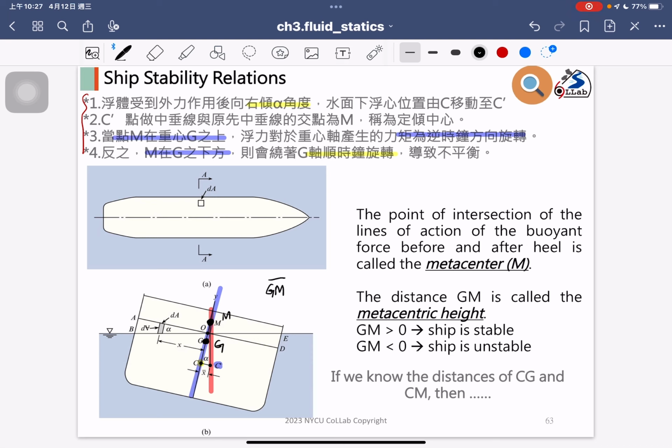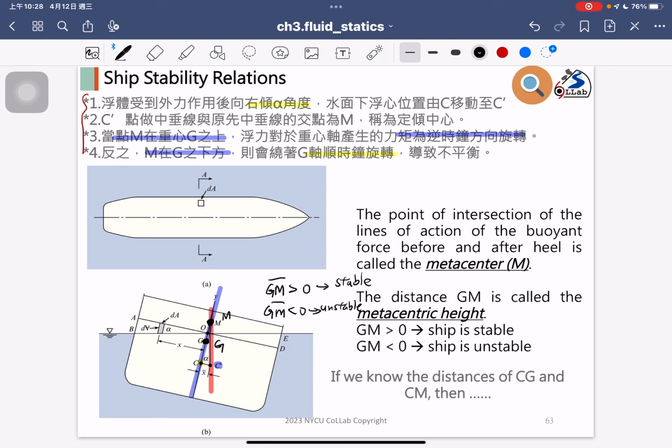If M is above G, that indicates the GM distance is larger than 0, right? And I call that the ship is stable. Because the GM distance is larger than 0, that indicates we have a counterclockwise rotation, and the ship will be back to stable. But if the GM is less than 0, we will say that we are unstable, because we have a clockwise rotation, and the ship will collapse and submerge into the water.